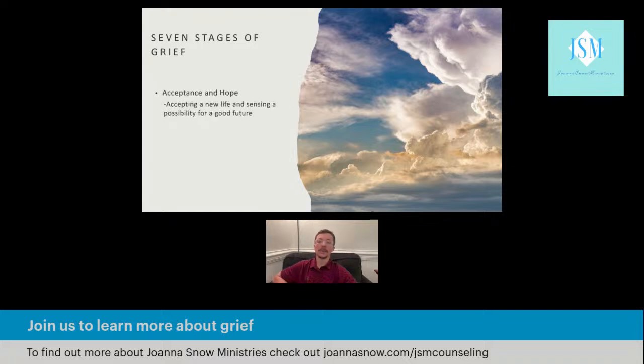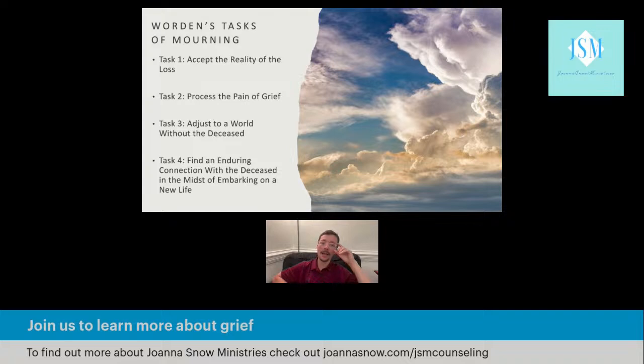Now, there was another model proposed by a man named William Worden. I believe his first name is William. I know his last name is Worden. He came up with what he calls the tasks of mourning. Basically he said that there were different tasks. I know this is a different word than stages, but he came up with these tasks that people need to accomplish in order to come through a loss. So these are Worden's tasks of mourning.